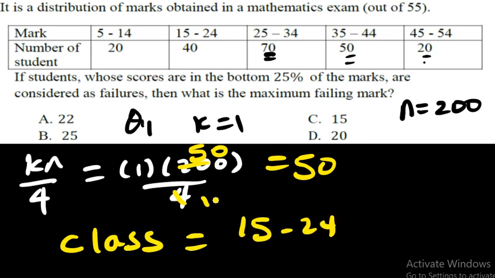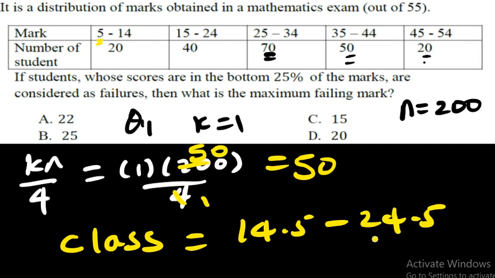We have to write it in boundary. The lower boundary here is 14.5, so we can write it 14.5 to 24.5: minus 0.5 and add 0.5. From the lower, you are going to subtract 0.5, and to the upper add 0.5. So this is the lower class boundary. This is what we call BL. And what about the interval? The interval is already 10. The interval means the gap between the lower class boundary and the upper class boundary of the class. Actually, each class will be the same.